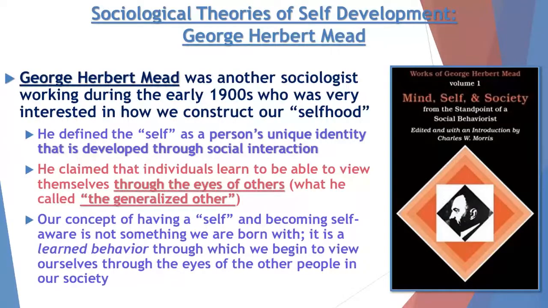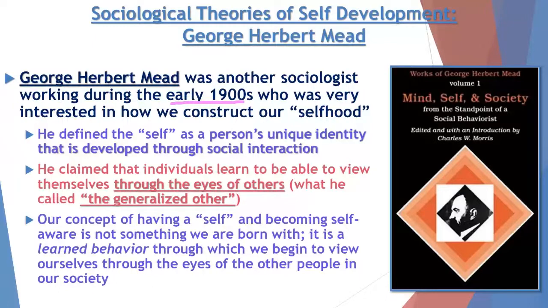All right, so we got through Charles Cooley, the looking glass self. Now we're moving on to George Herbert Mead. So Mead wrote this book over here, Mind, Self, and Society. Again, he was working back in the early 1900s alongside Charles Cooley, and he was also interested in how we construct our sense of self.